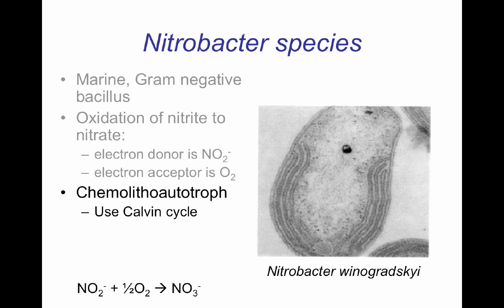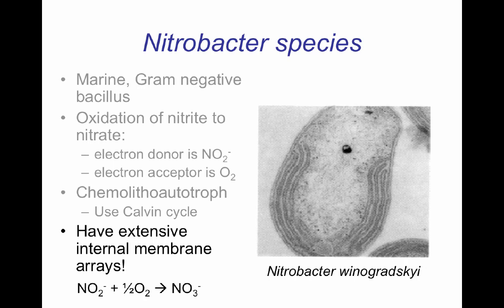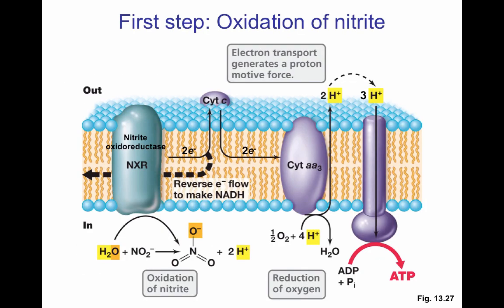As previously, this is a chemolithotrophic autotrophic microorganism that is also going to use the Calvin cycle to fix carbon dioxide. And as you can see, it has an extensive membrane array inside the cell. Here in this other image, you now have the electron transfer system that is going to contribute to the generation of energy in this organism.